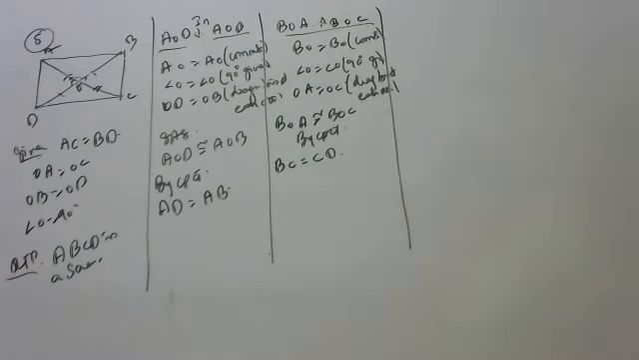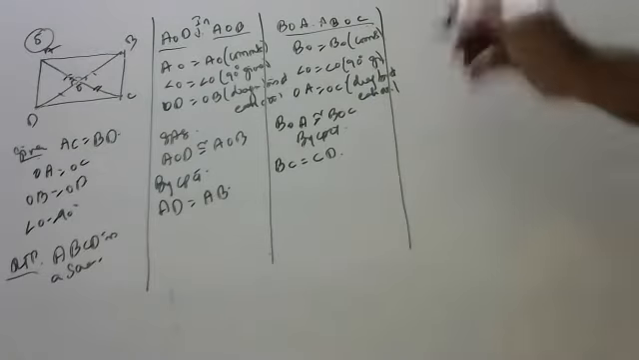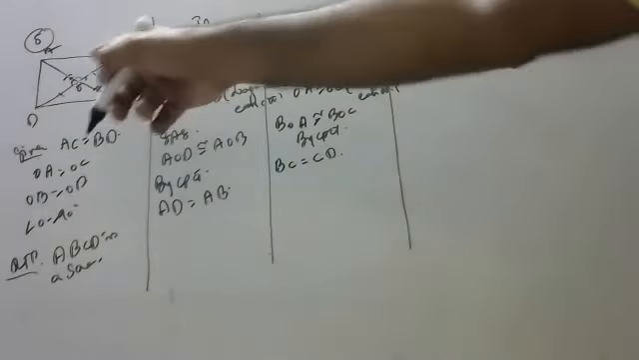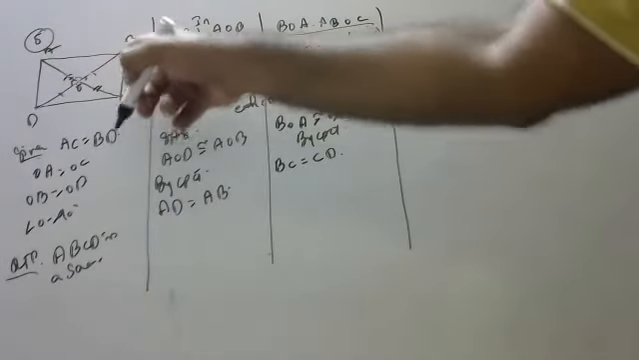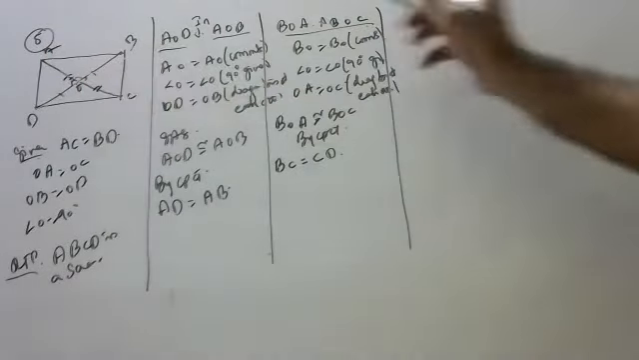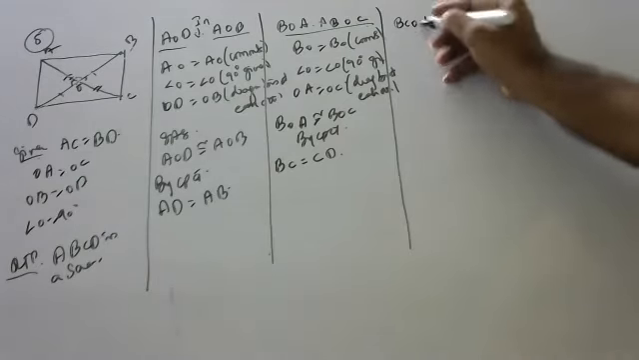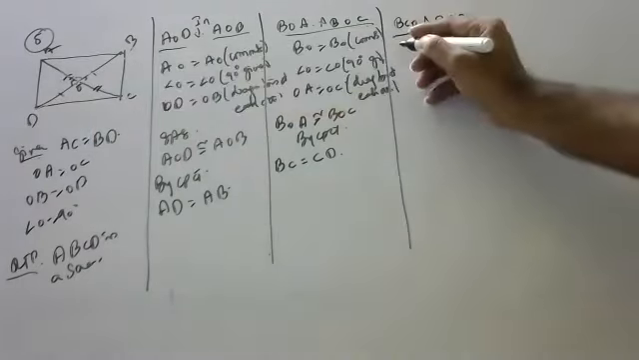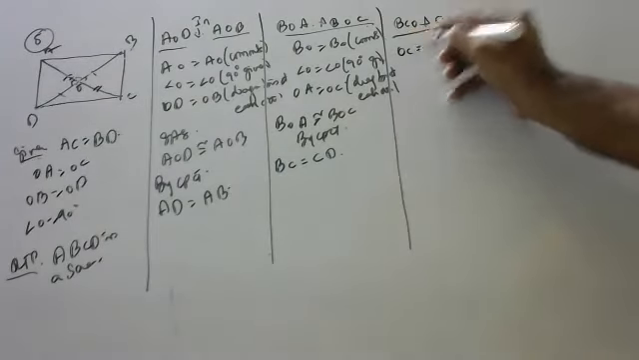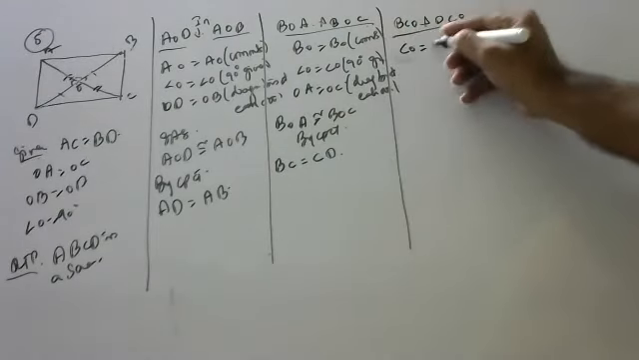Okay, so children, now try to understand. First we took AOD and AOB, then we took BOA and BOC. Now BCO and DCO. In triangles BCO and DCO, BC is equal to DC, as we proved. OC is equal to OC. Why, children?